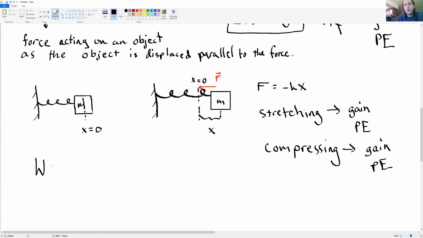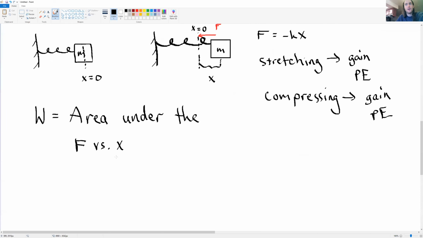Okay, let's just quickly remind ourselves, how do we get the potential energy stored in the spring? Well, the work we can think of as area under the force versus displacement graph. Because the force here is proportional to x, we have to plot the force as a function of x. If we don't do that, then we won't get the right answer.